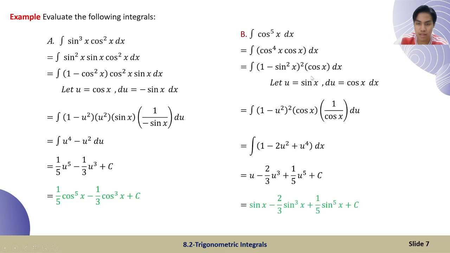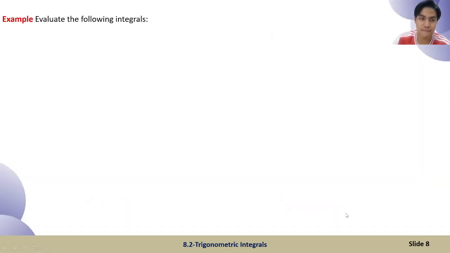Then we plug sine x back into this function right here. We have sine x minus 2 over 3 sine to the power of 3x plus 1 over 5 times sine to the power of 5x plus c. Next example, c, integral of sine to the power of 2x cosine to the power of 4x dx.